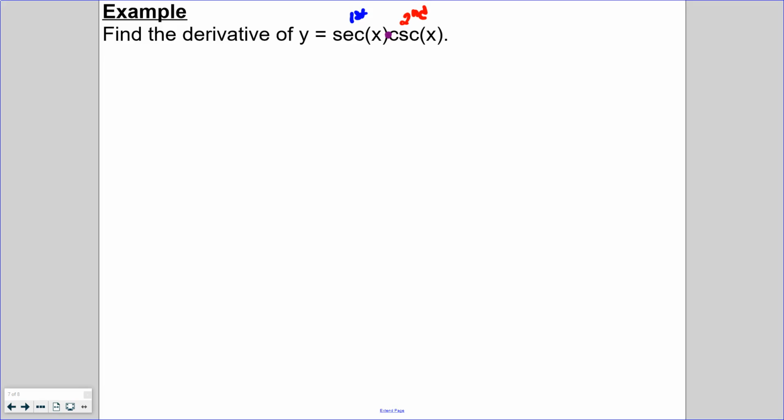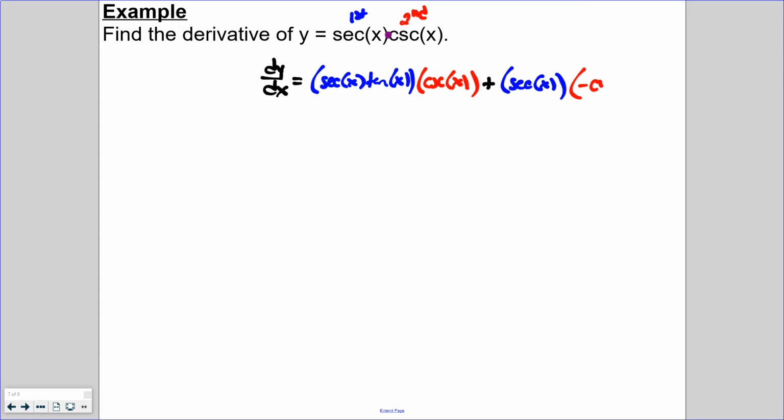All right, so then diving on in here, we know that dy over dx is going to equal the derivative of our first function, and the derivative of secant of x is secant of x times tangent of x. And we're going to multiply that by our second function, and then plus the original first function, which is secant of x, times the derivative of cosecant, which is negative cosecant of x cotangent of x.